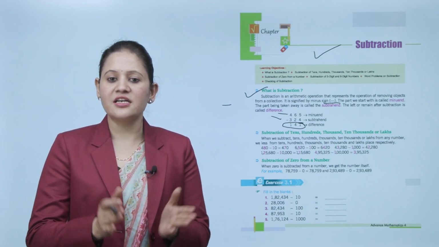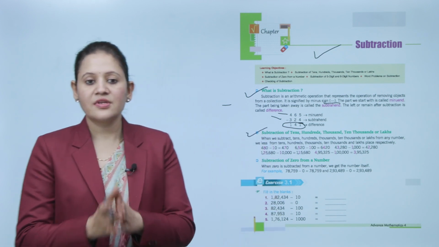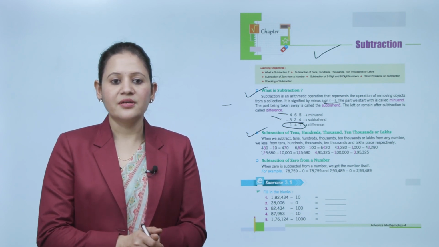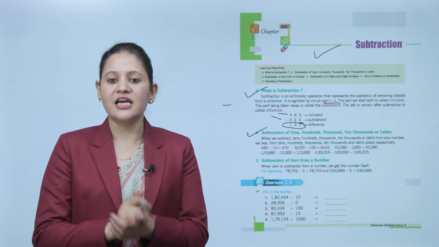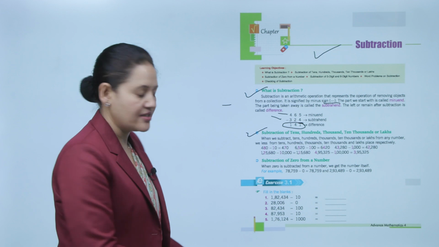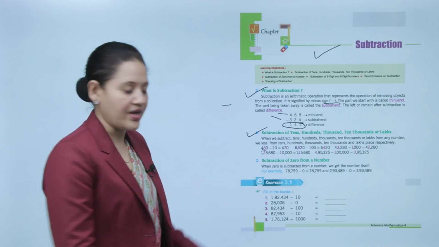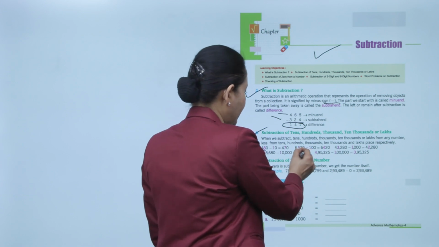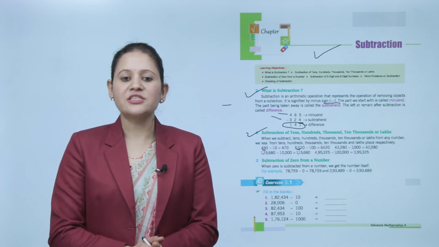Subtraction of tens, 100, 1000, 10,000 or lakhs. When we subtract tens, 100s, 1000s, 10,000s or lakhs from any number, the digit decreases at the tens, hundreds, thousands, ten-thousands and lakhs place respectively. Like here, we are subtracting 10 from the given number, so the value at the tens place will decrease by 1. Like here, 470, we are subtracting 100, so the value at the hundreds place will decrease by 1. Like this. Clear?